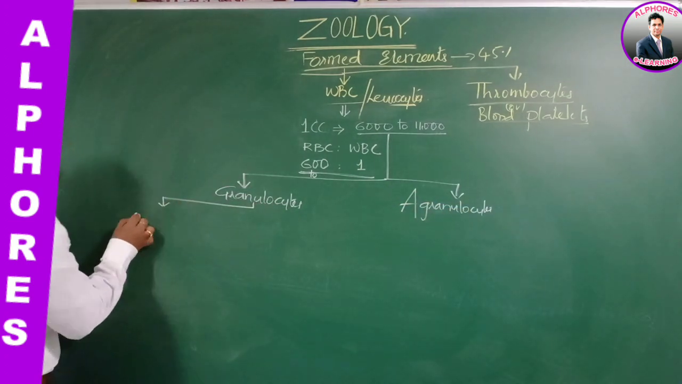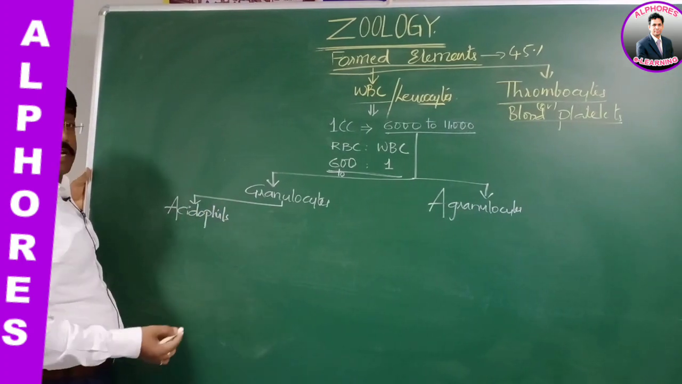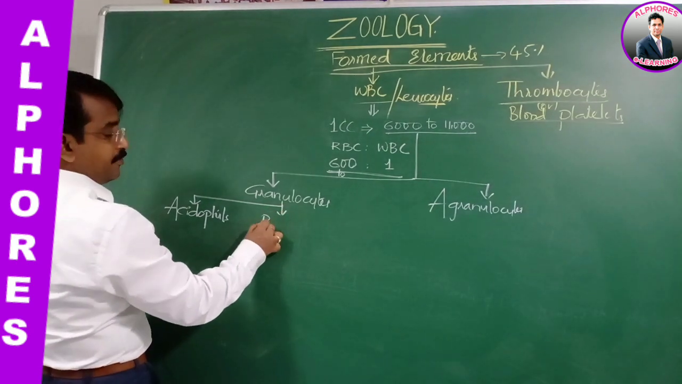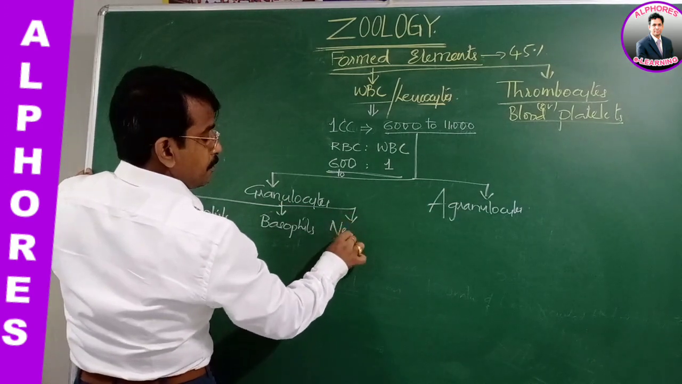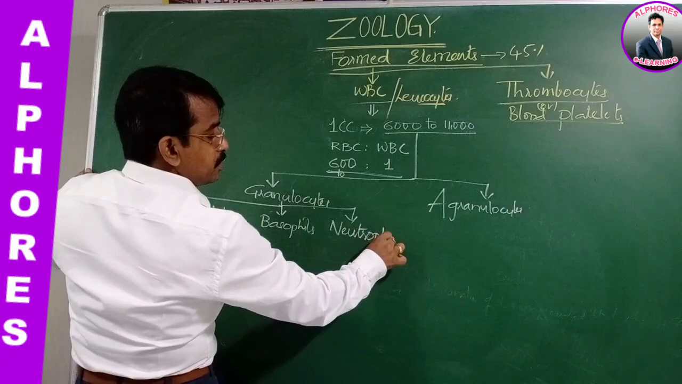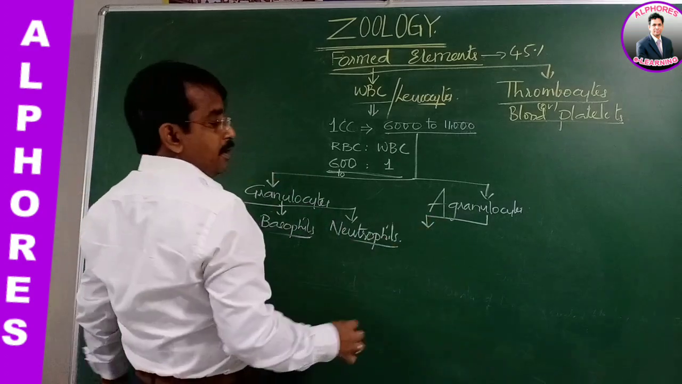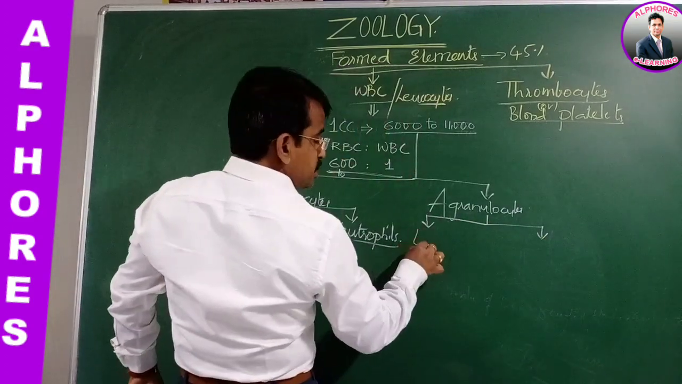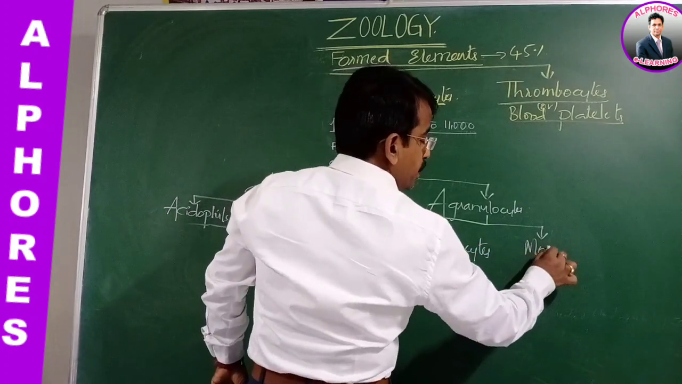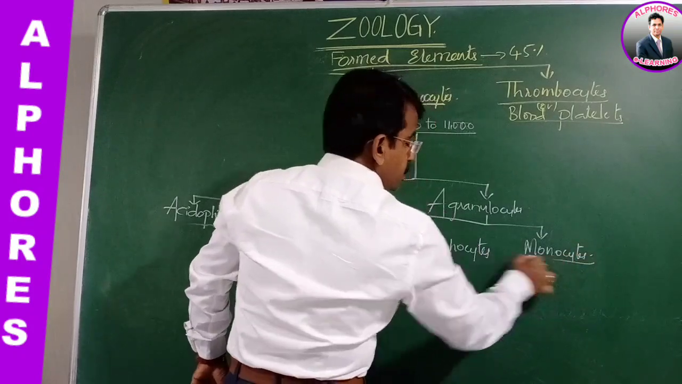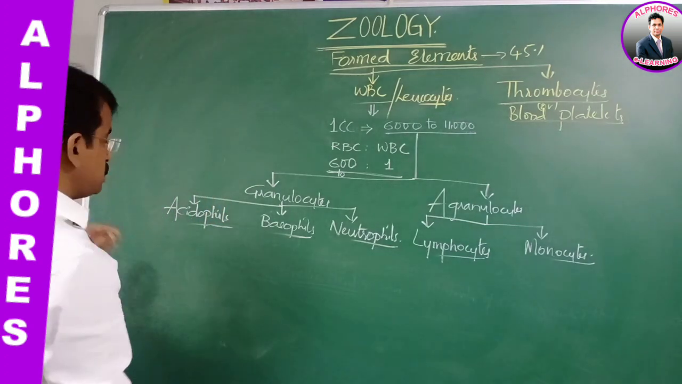Granulocytes are acidophils, or eosinophils also it can be considered, basophils, and the neutrophils, whereas agranulocytes are lymphocytes and monocytes, and these are the blood platelets. Let me show these diagrammatically.